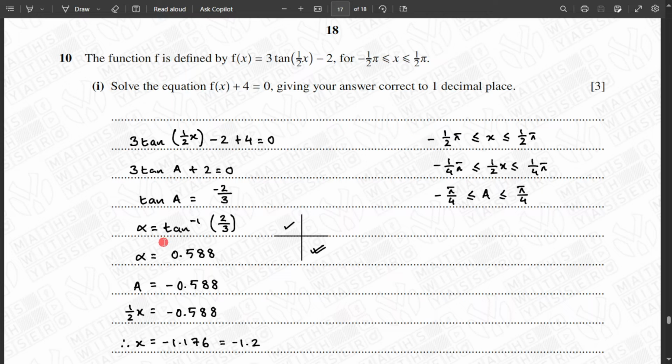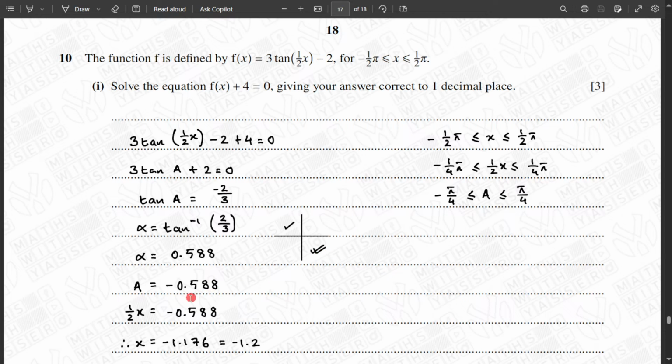Now let's find the basic angle. Alpha is equal to tan inverse of positive 2 over 3. So alpha is equal to 0.588. And you need to make sure that your calculator is in radians because we have pi by 2 as the value of the angle, which is in radians. So since our original angle is negative, that means tan will be in the negative quadrants, which is the second quadrant and the fourth quadrant.